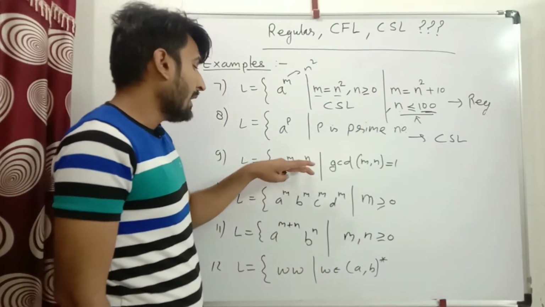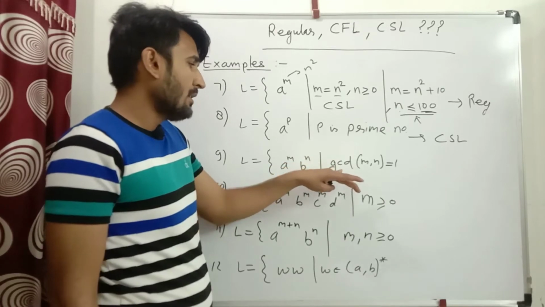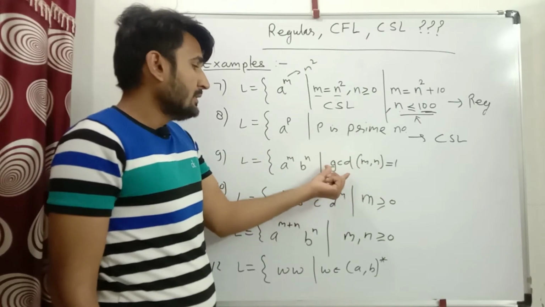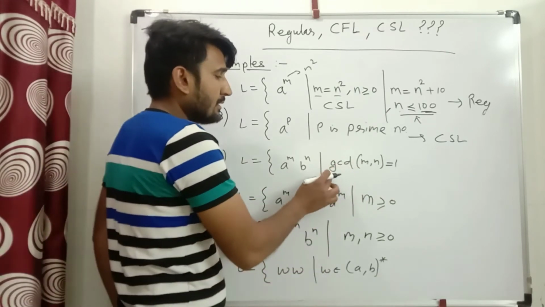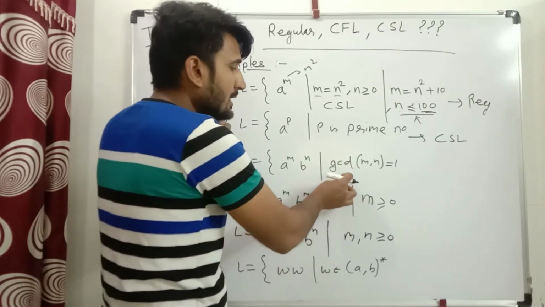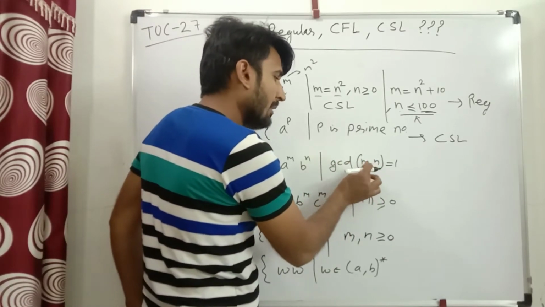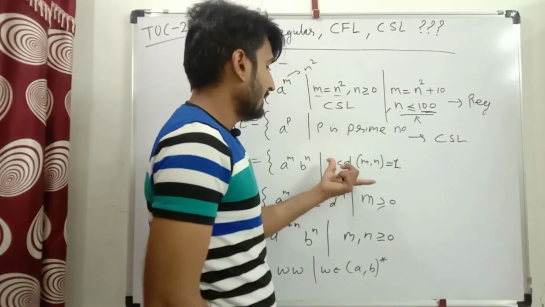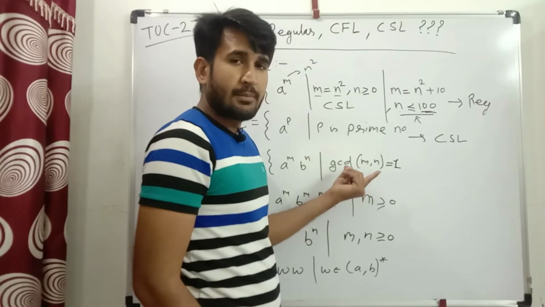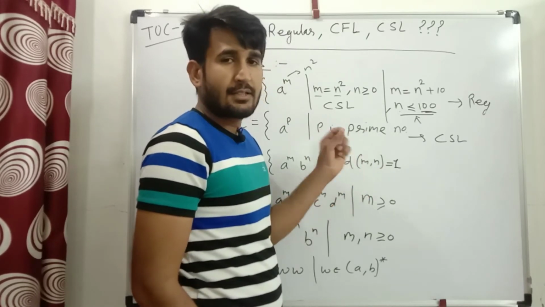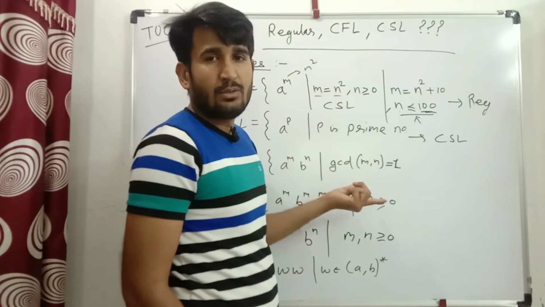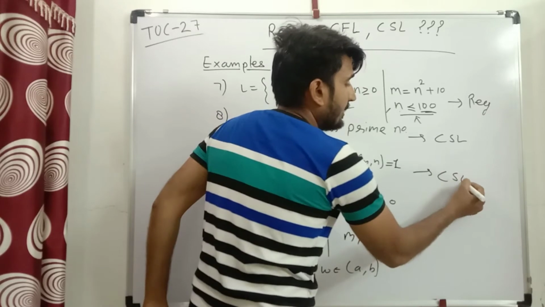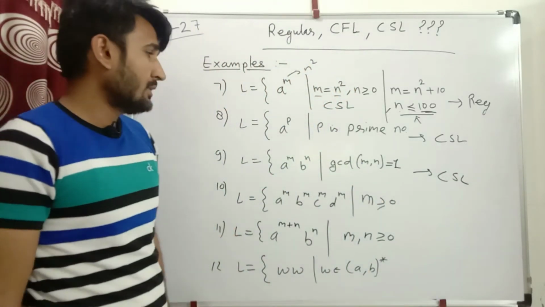Now take a power m, b power n, where GCD of m comma n equals 1. What is this GCD? GCD is the greatest common divisor. This is a function: when putting the value m comma n, it should give value 1. So there is some calculation. Regular expression and CFL can't do any calculation. CSL can do, so it is CSL. CSL can do some calculation.